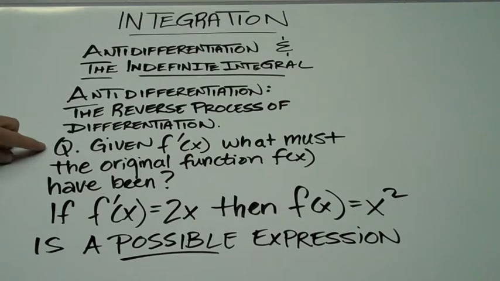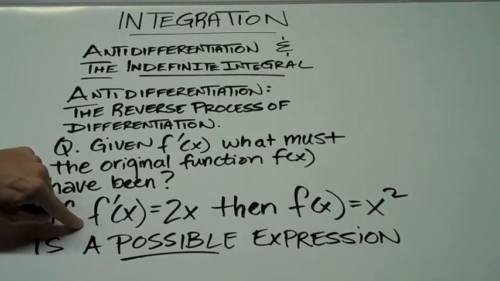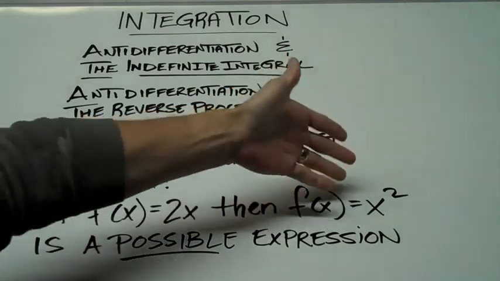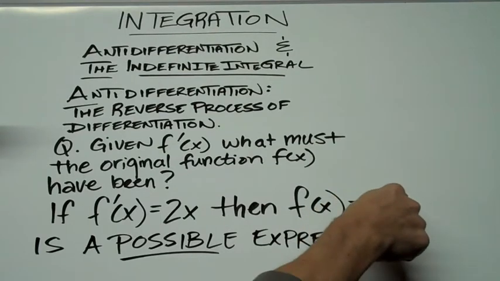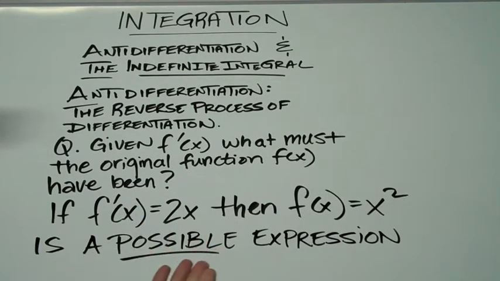Here's our critical question with antidifferentiation. Given the derivative f'(x), what must the original function have been? For example, if the derivative f'(x) is 2x, then f(x) could have been x squared. That's one possible expression. If we differentiate this, it would be 2x to the 1, which is 2x. So there's a possible expression.